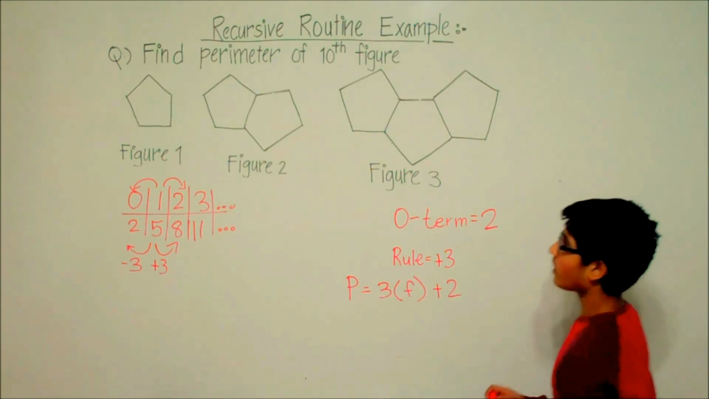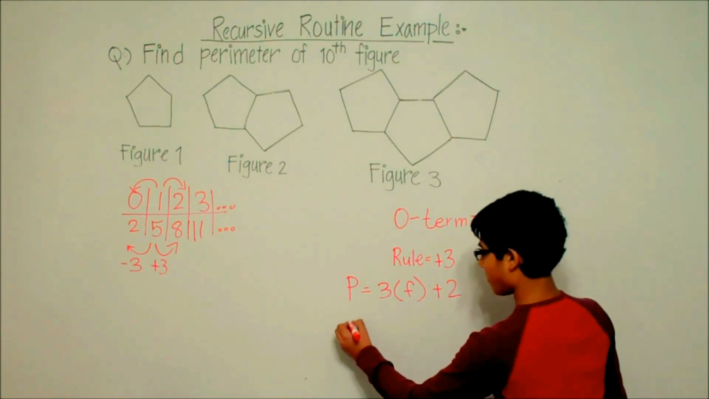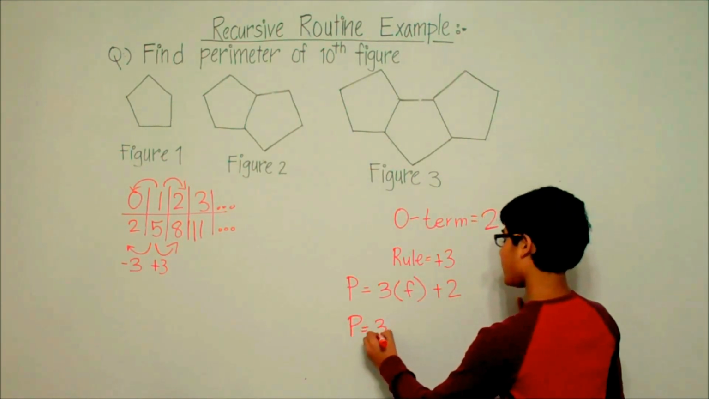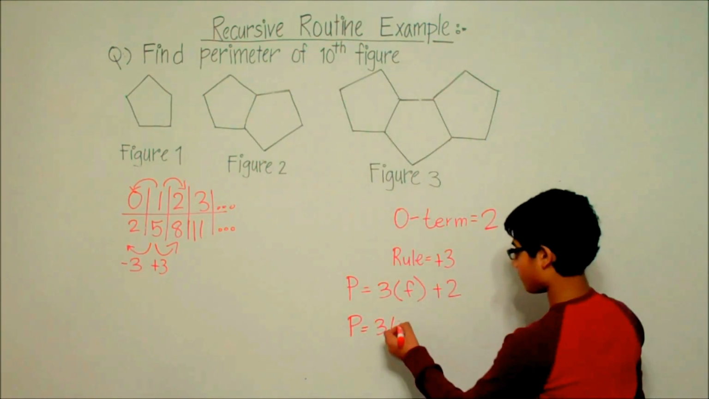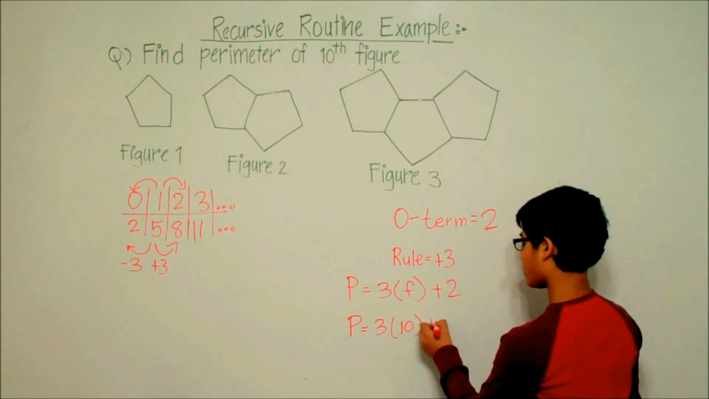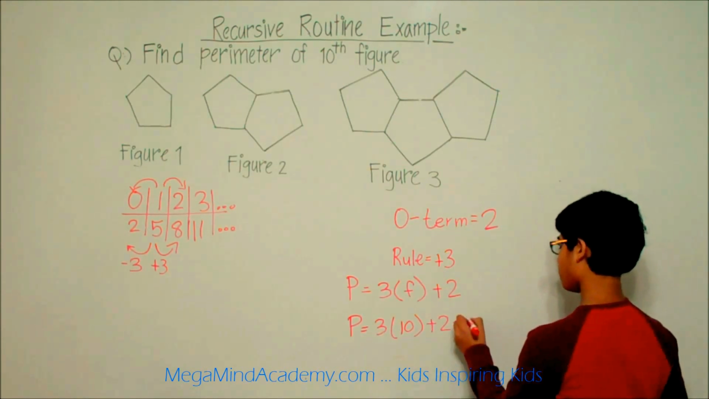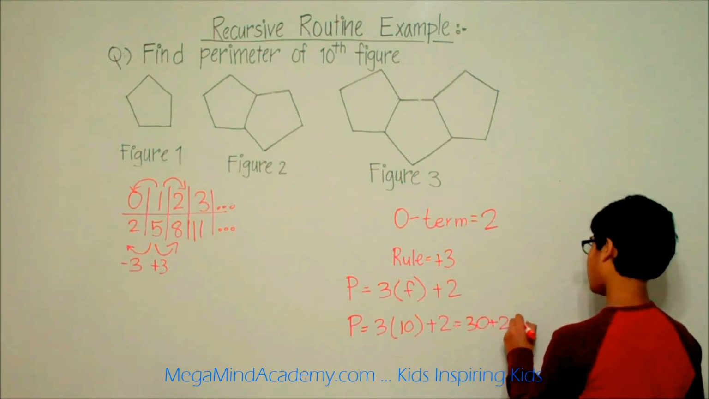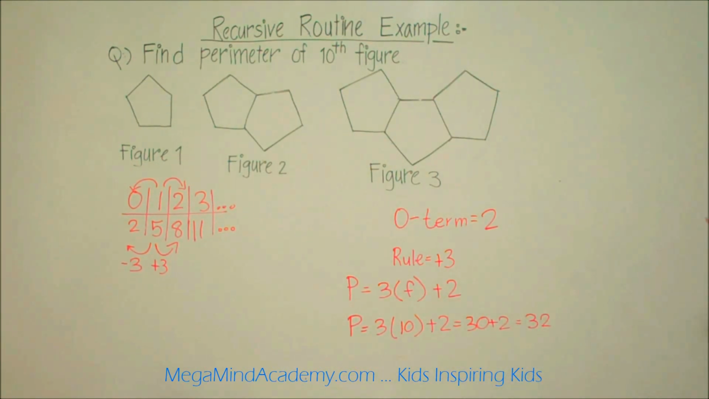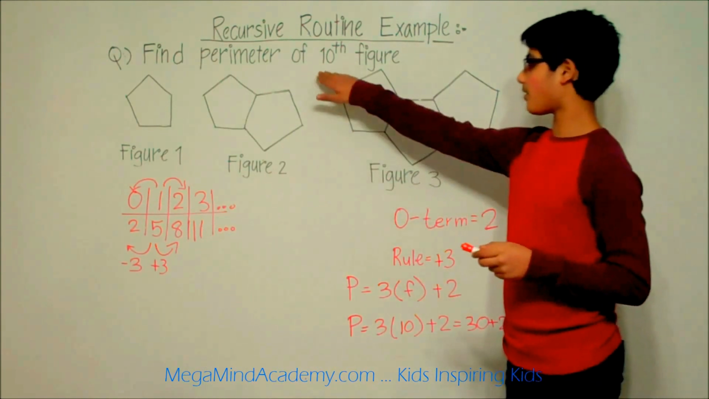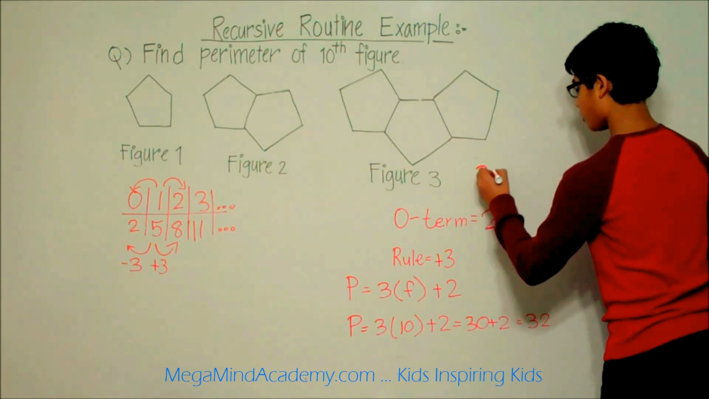Now we know that we need to find the perimeter of the 10th figure. So P for perimeter is equal to 3 times the figure number, which is the 10th figure, so 10, plus 2, which is equal to 3 times 10 is 30, plus 2 equals 32. So the answer to this question, find the perimeter of the 10th figure, is that the perimeter of the 10th figure is 32 sides.